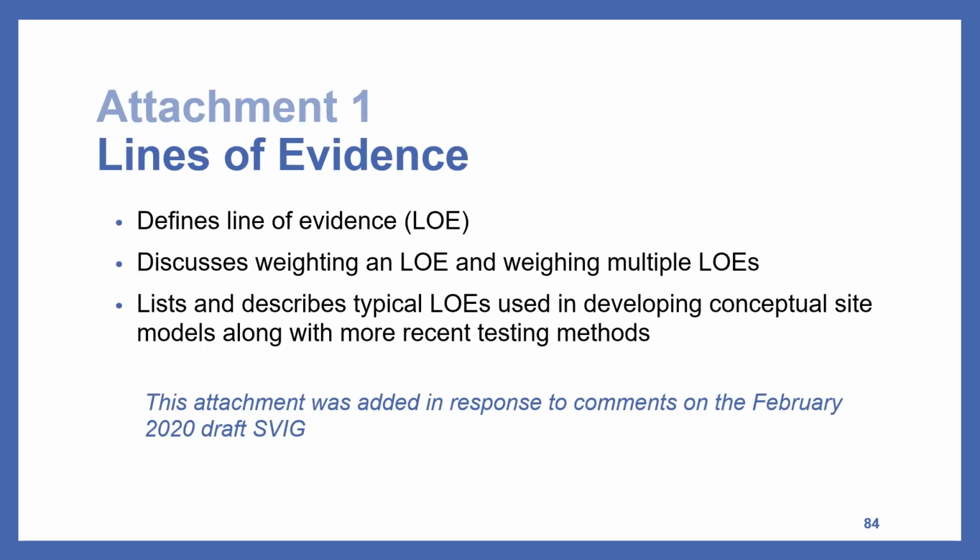Attachment 1, the lines of evidence attachment, covers the following. Defines what a line of evidence, or LOE, is. It discusses the weighting of a line of evidence and weighing or integrating multiple lines of evidence. It also provides a description of the typical lines of evidence used in developing conceptual site models, along with some discussion of some more recent, less frequently used testing methods. This attachment is new and it was added in response to comments on the February 2020 draft SVIG.